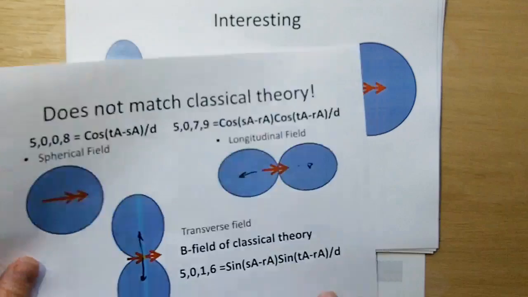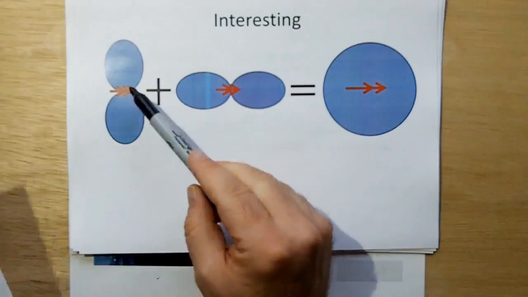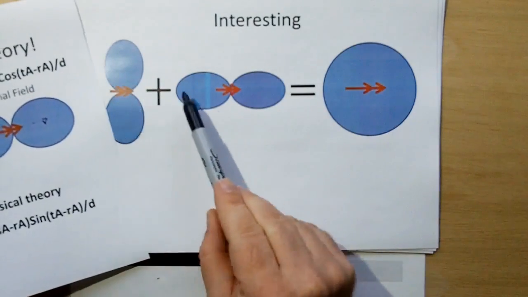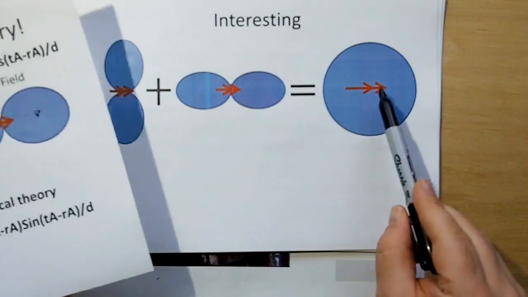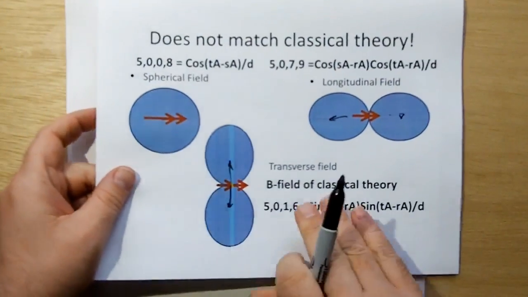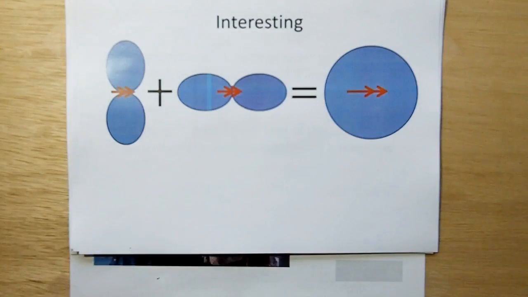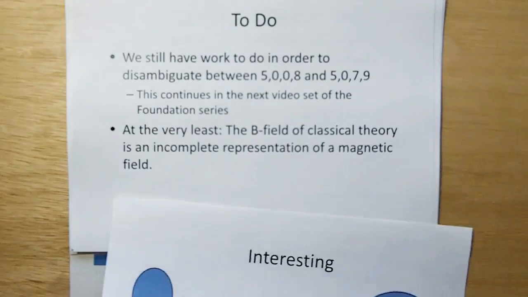And the interesting thing, though, is if you sum the transverse field model and the longitudinal field model, you end up with the spherical field model. Okay, that's an interesting thing. We'll come back to that in a later video.